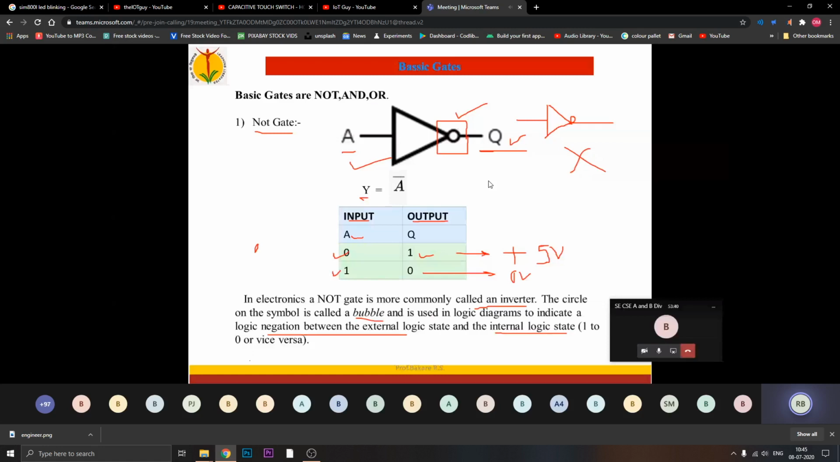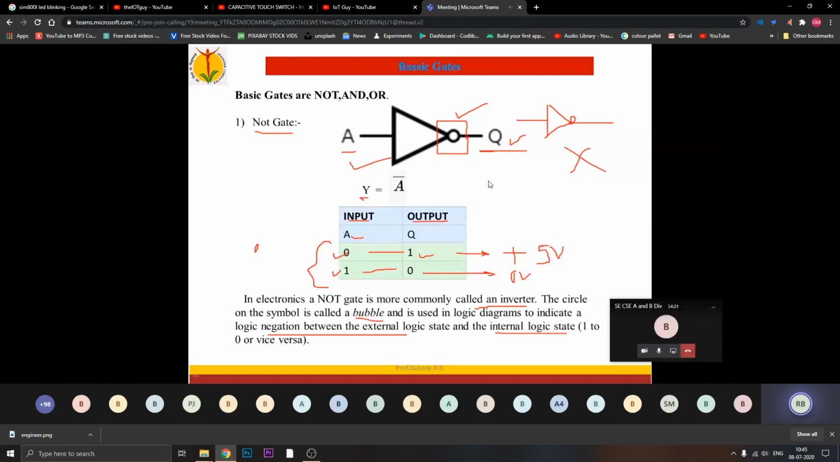This is about the NOT gate. Just keep in mind, the NOT gate has only one input and only one output. So it has a maximum of two possible values at the input side, either 0 or 1, and I get the output accordingly. If I apply input 0, I get output 1. If I assign input 1, I get output 0. So this is about the NOT gate.